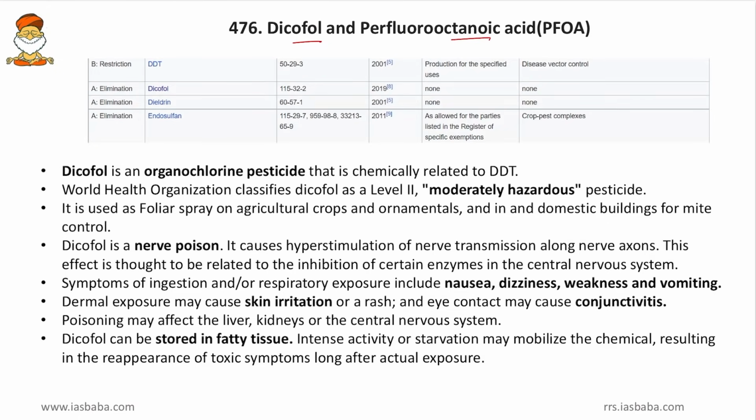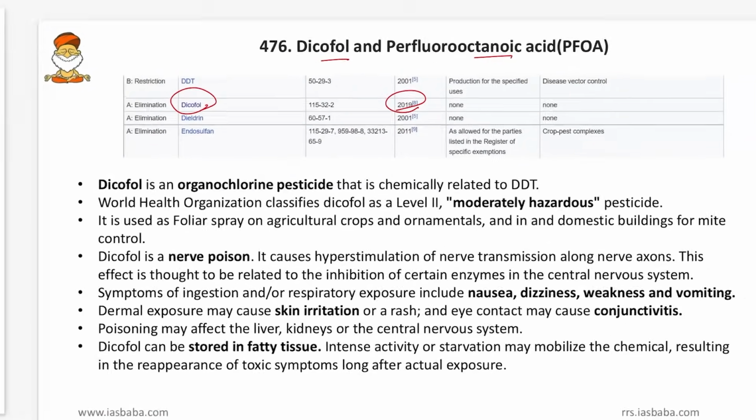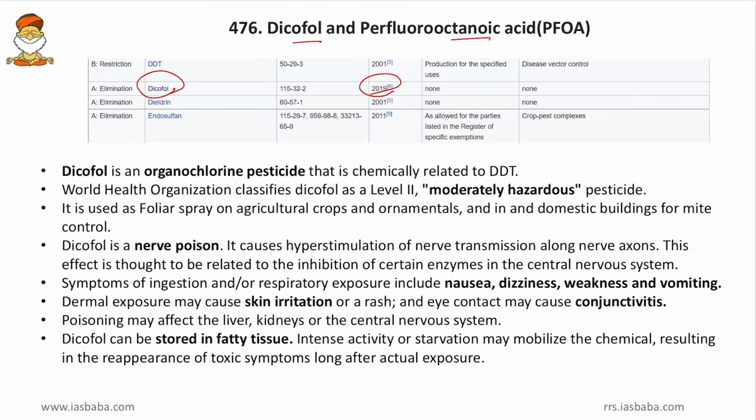Organic Pollutants. So here in the figure, we can see Dicofol, which was added in the year 2019 and this was the latest one. Now coming to Dicofol. Dicofol is an organochlorine pesticide that is chemically related to DDT. Yes friends, even DDT is also an organochlorine. It is a compound of carbon and chlorine. We know that in the same way Dicofol is also an organochlorine compound.